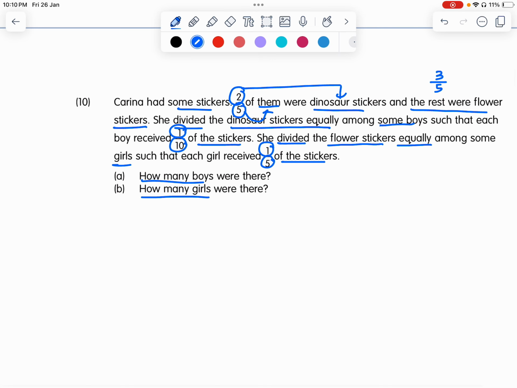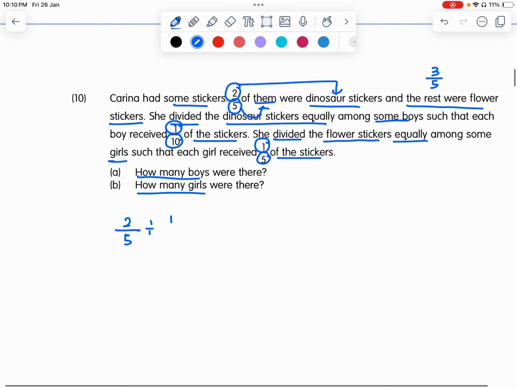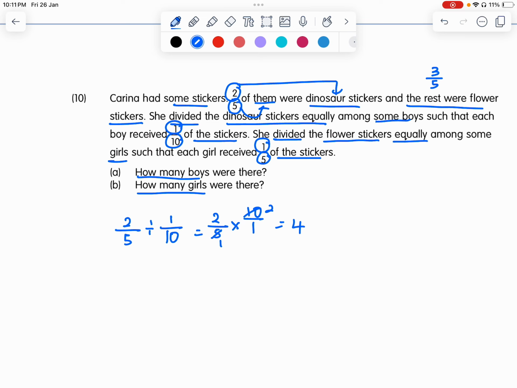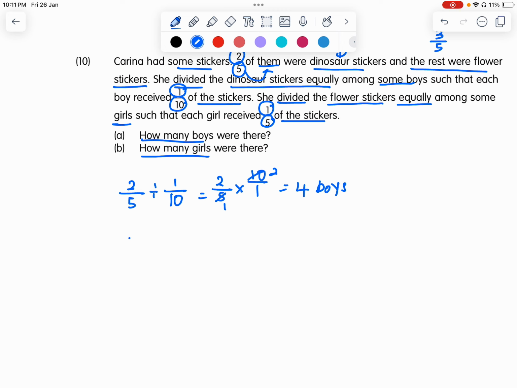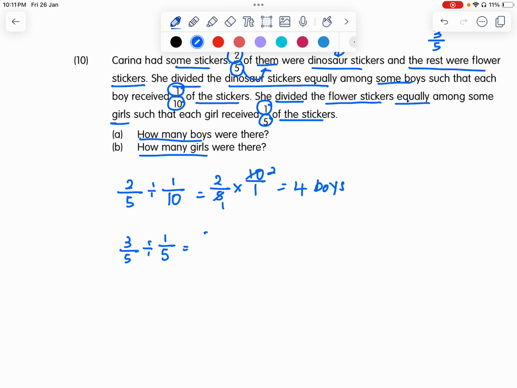So basically, I'm going to take 2/5 for my dinosaur stickers and share it among the boys. Each boy received 1/10, so you want to know how many groups of 1/10 there are inside 2/5. So 2/5, keep, change, flip. This would be 4, so there are 4 boys. Next, for the girls, it is 3/5 for the flower stickers, and each girl received 1/5. So you have 3/5 times 5 out of 1. In total, this is 3 girls. That's it for question 10.